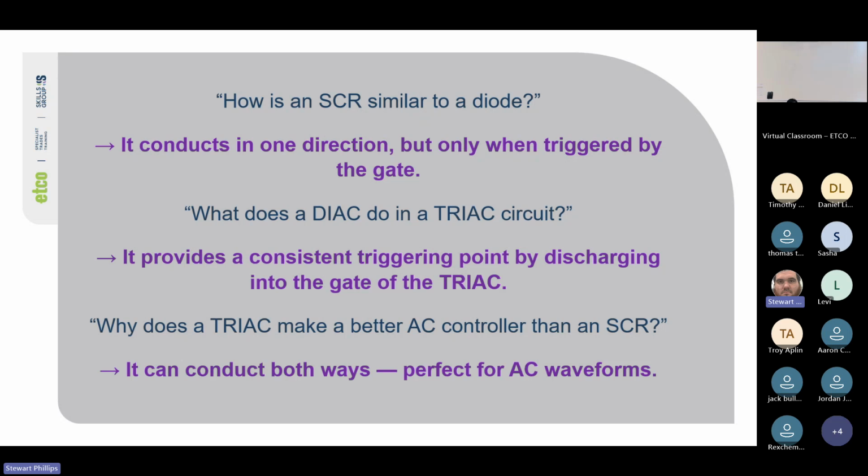Yep, so basically it can conduct both ways, so it's perfect for AC waveforms, whereas the SCR can only do DC. So yeah, SCR is great, but it's only for DC. So if we were going to use it, it would be for a full wave bridge rectifier if we only wanted it to be conducting when the voltage is over a certain level, which I don't know why we would want that, but who knows?